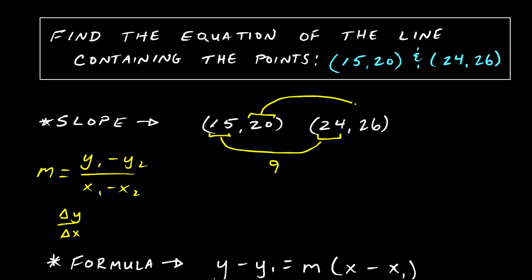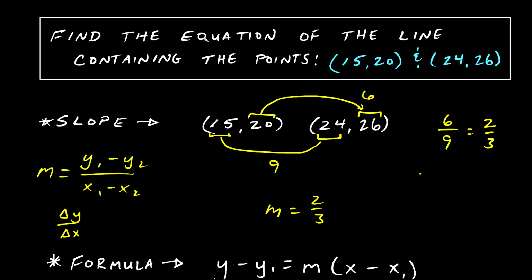Now we'll do the over. So we go to our y value and we go over to the other y value. How far is it from 20 to 26? Well, it's 6. So we can see our slope is going to be 6 over 9, which does simplify to 2/3. So our slope is 2/3.